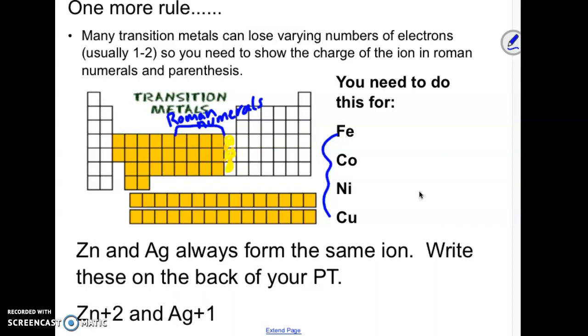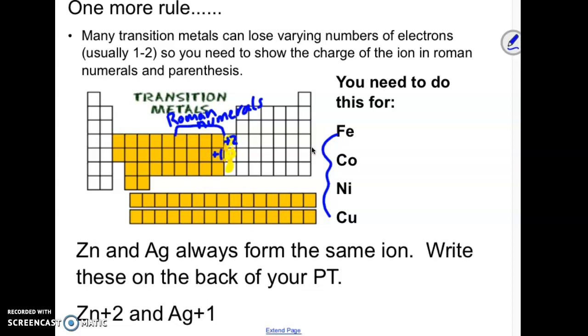That is totally fine. Zinc, however, if you look down here, zinc and silver always have a certain charge. So you could put this on the back of your periodic table, or you could just put them right in the little boxes. So zinc is right here if you want to put a +2 in there, and silver is kitty corner from it, and it's a +1. You can put those in the boxes as well.